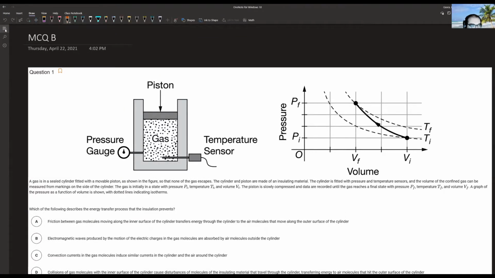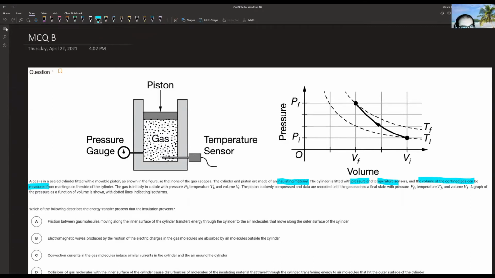Here we have a piston, a pressure gauge, and a temperature sensor, and probably some isolated or insulated container. A gas is in a sealed container fitted with a movable piston as shown in the figures, so that none of the gas escapes. The cylinder and piston are made of an insulating material. The cylinder is fitted with pressure and temperature sensors, and the volume of the confined gas can be measured from the markings inside or on the side of the container.